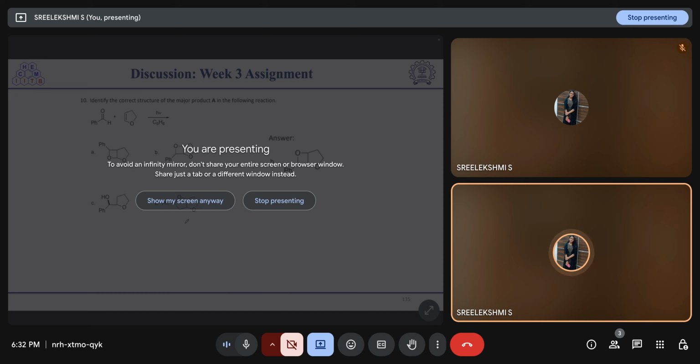And the last question of the week 3 assignment is: identify the correct structure of the major product A in the following reaction. This benzaldehyde and this furan derivative upon photochemical exposure, which will be the major product? Here I have given the answer, just a 2 plus 2 cycloaddition reaction is happening. It's a very straightforward question and we will be getting option B as the correct answer.